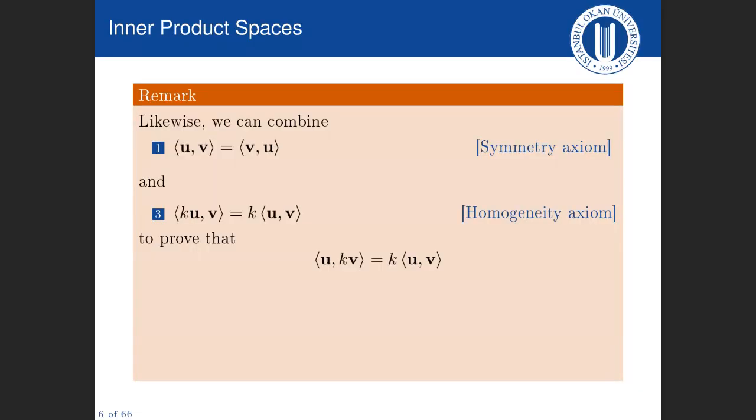Likewise, if we use rules 1 and 3, it's possible to prove that if we have a number k in the second position, we're allowed to take that outside. I'm not going to prove that. You can write down a proof of this just using rule 1 and rule 3. And we could also prove, and again I'm not doing this, that if one of the vectors is the 0 vector, for example, the inner product of the 0 vector and v, or the inner product of v and the 0 vector, then we always get the number 0. This is a typo here. This should be the number 0.